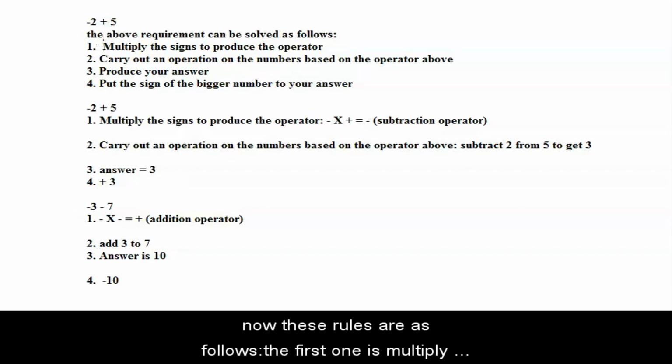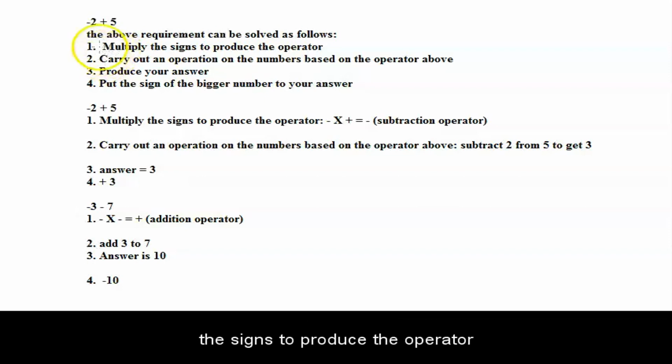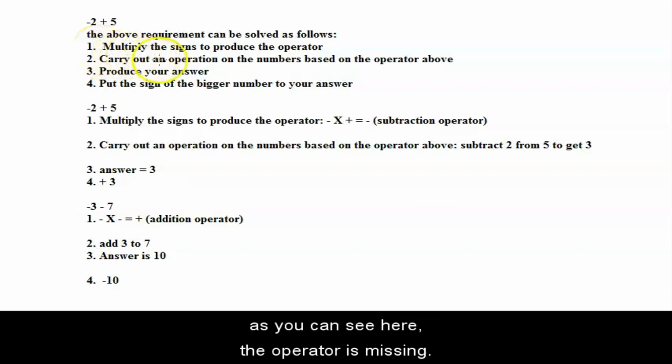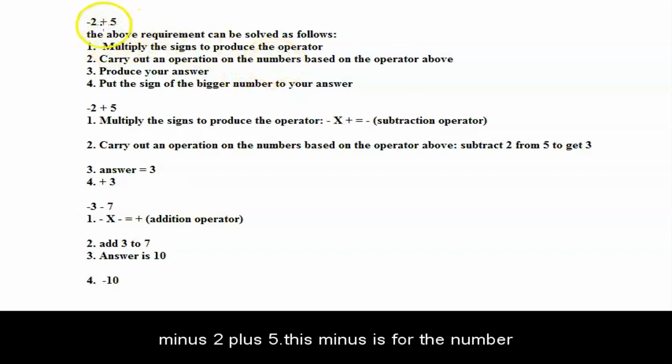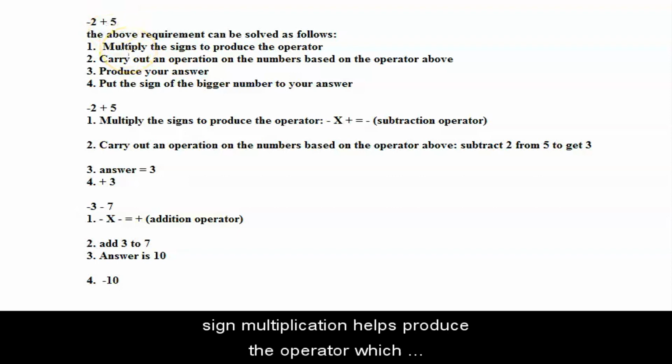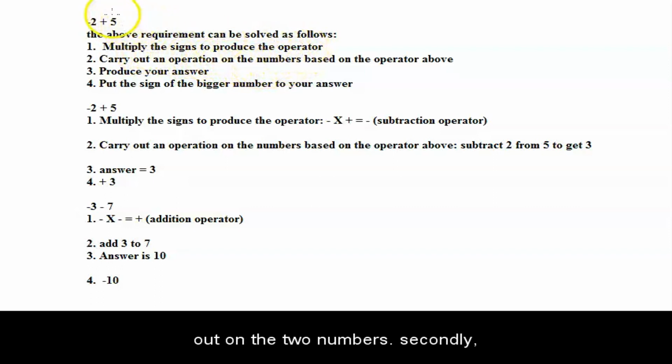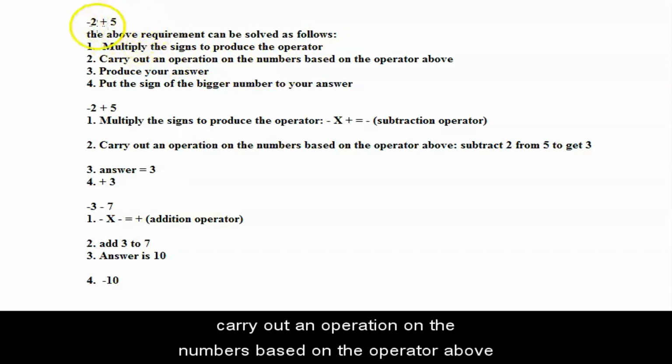The first one is multiply the sign to produce the operator. As you can see here, the operator is missing. Minus 2 plus 5. This minus is for the number 2. The positive sign here belongs to 5. Where is the operator? That is where sign multiplication comes in. Sign multiplication helps produce the operator, which determines the kind of operation that can be carried out on the two numbers.